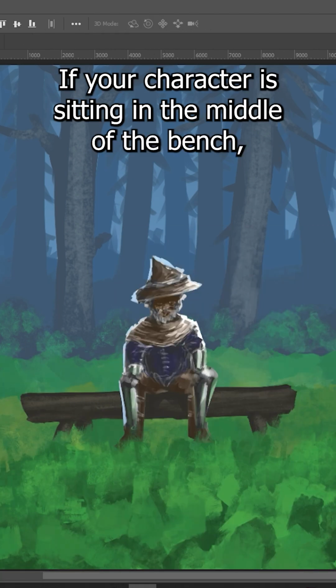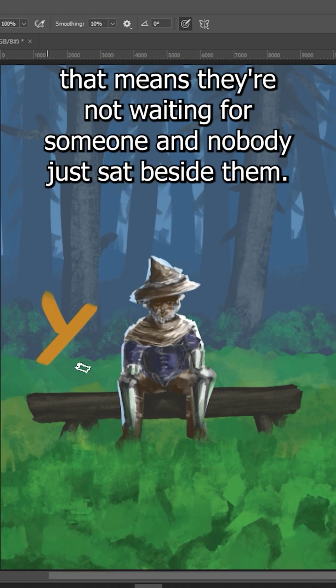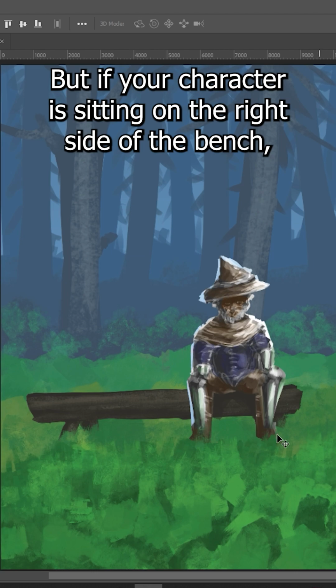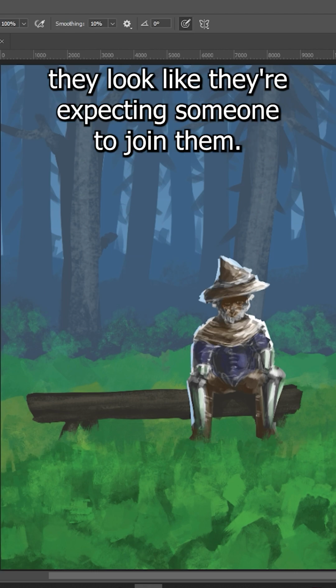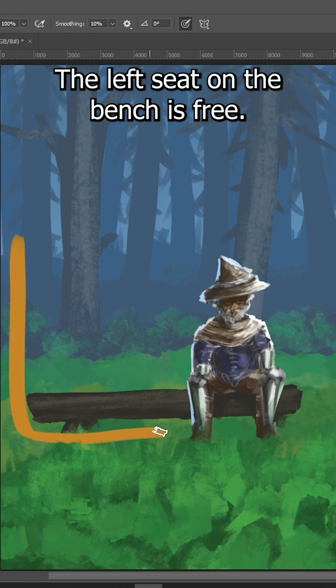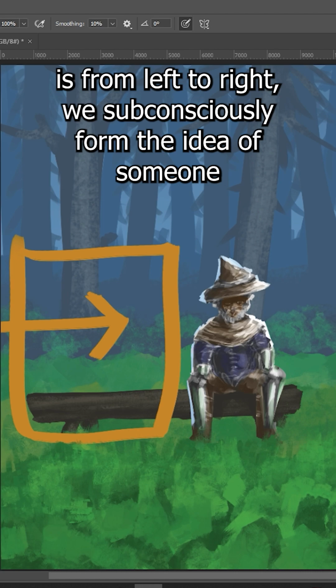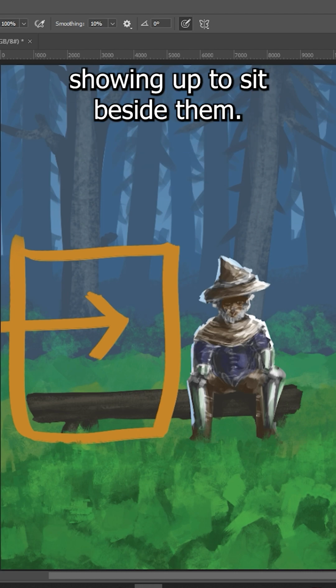If your character is sitting in the middle of the bench, that means they're not waiting for someone and nobody just sat beside them. They're probably happy just being alone. But if your character is sitting on the right side of the bench, they look like they're expecting someone to join them. The left seat on the bench is free, and since in Western cultures the most natural direction of movement is from left to right, we subconsciously form the idea of someone showing up to sit beside them.